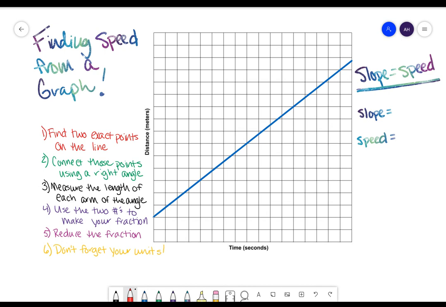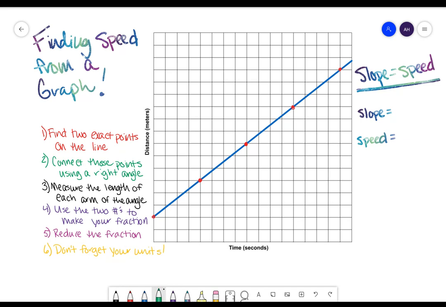So to find an exact point, you need to see the spots where the line meets one of these crosshairs on the graph. Those are our exact points. There's a couple of them on this graph. I'm marking them in red. I'm color coding it with the step. And I can choose any two of these points. I'm just going to choose these two here in the middle because I think that's easier.